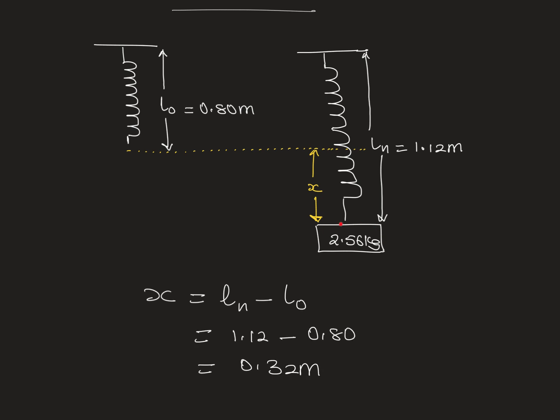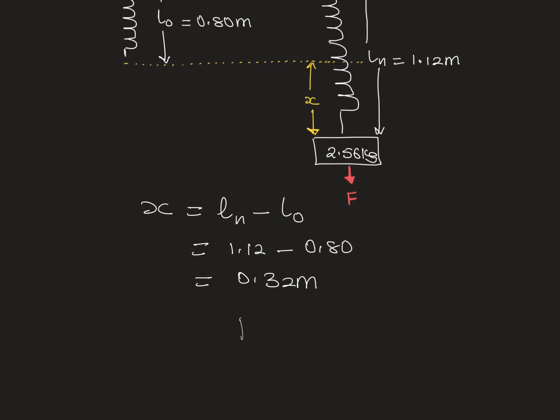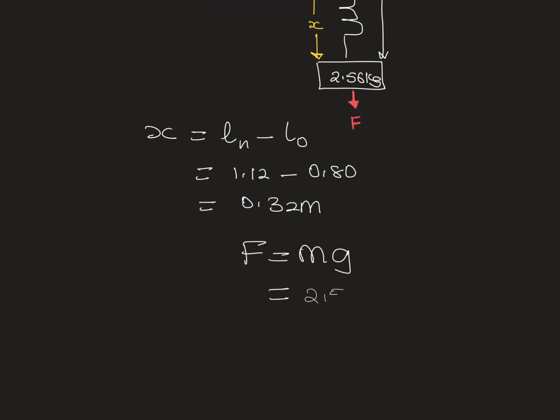So one thing that is clear here is that the force that is going to cause the extension is provided by the mass of the block that is attached. We're going to have a force F that is due to the weight of the object. But what is the magnitude of that force? Force is equal to the mass times gravity. The mass attached is 2.56 multiplied by the acceleration due to gravity, 10. So we're going to have 25.6 newtons.